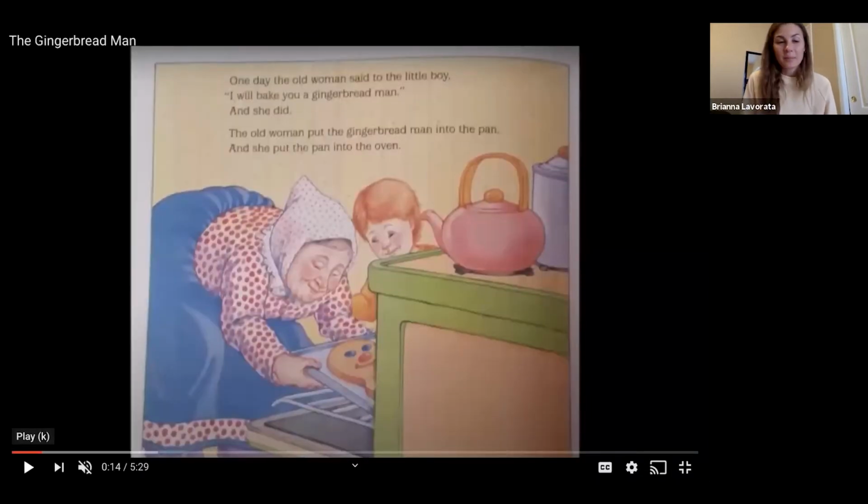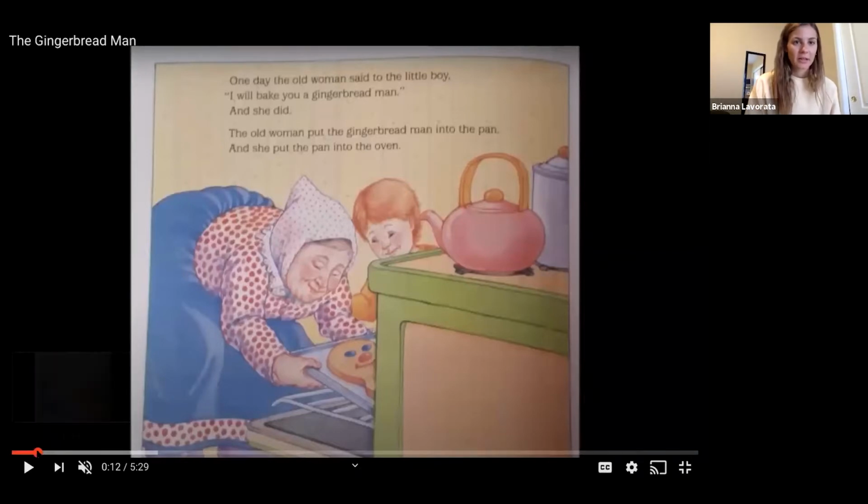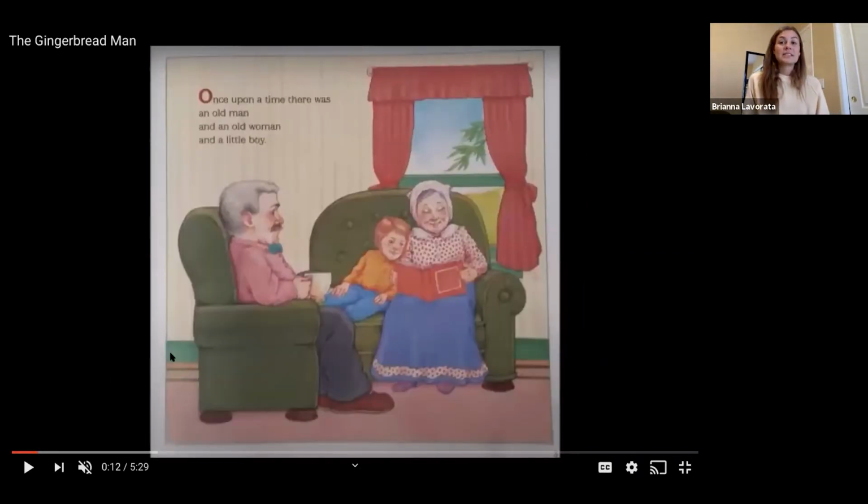So right here, I'm going to pause that. Let me go back really quickly. Now this is a great page to note that the main characters of the story are introduced, right? We have the old man being introduced. We have an old woman and a little boy. So here we know these are going to be our three main characters of our story so far. Let's see if there is more information being introduced.